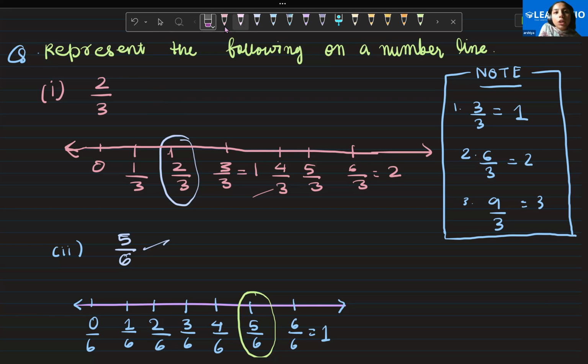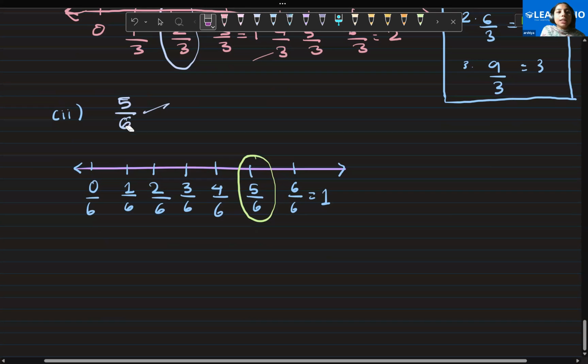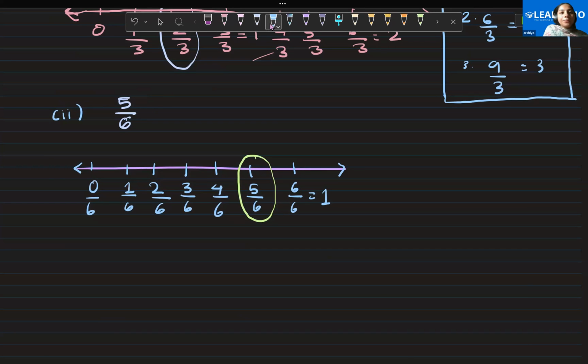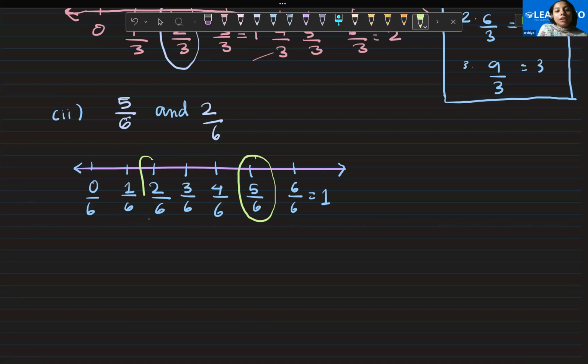They'll give you the numbers with the same denominator. So let's say in this one, it was given that represent 5 by 6 and, let's say, 2 by 6 also. So you already have 5 by 6 here, and you will just also mark 2 by 6 on the same number line. No need to make a different number line. Until and unless the denominator is different, you don't have to make a different number line.